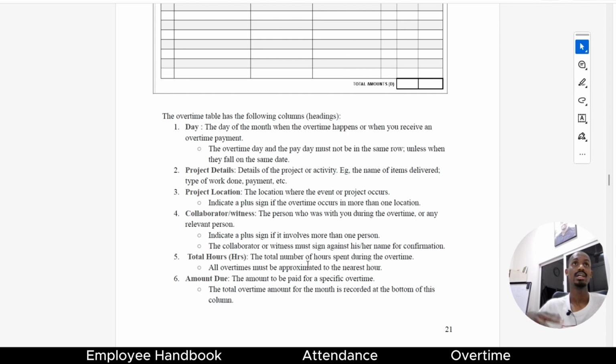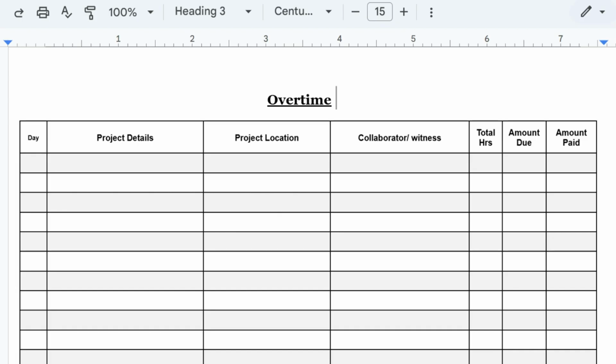But if it's like 33 minutes, 34 minutes, just put there 1 hour. Or if it's 1 hour 30-something minutes, just put there 2 hours. But if it's 1 hour 10 minutes, just put there 1 hour. So it is to the nearest hour. And please don't waste time such that you increase your overtime hours.